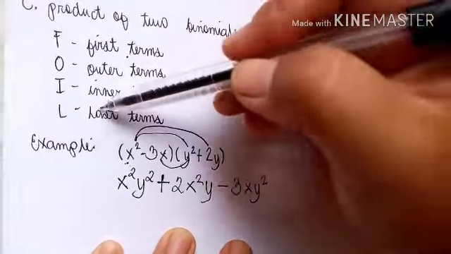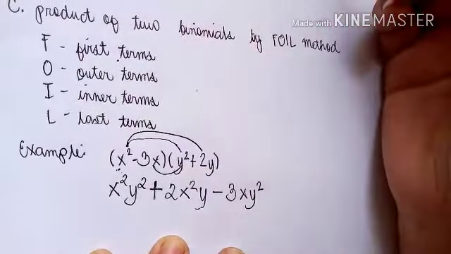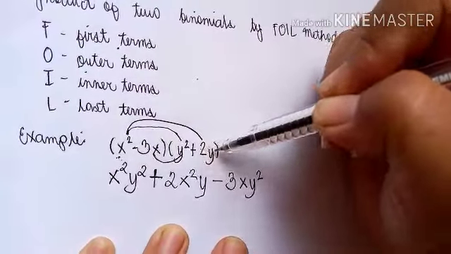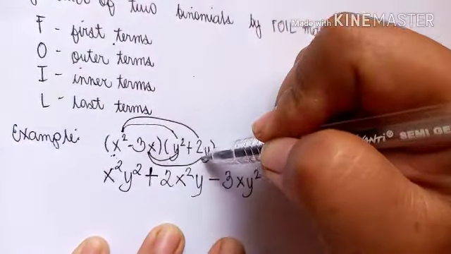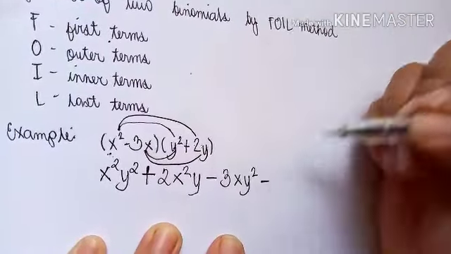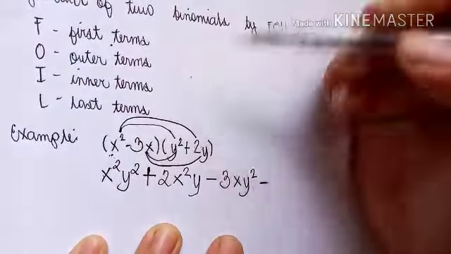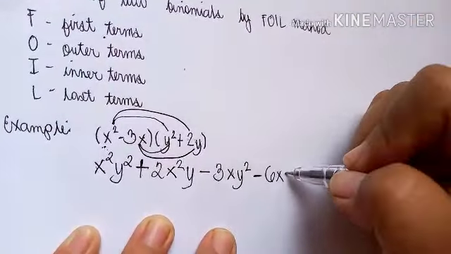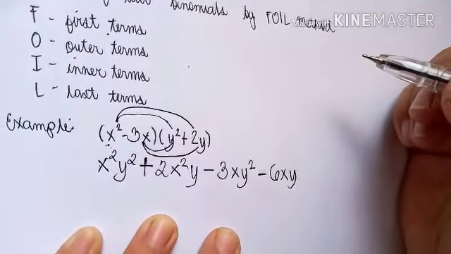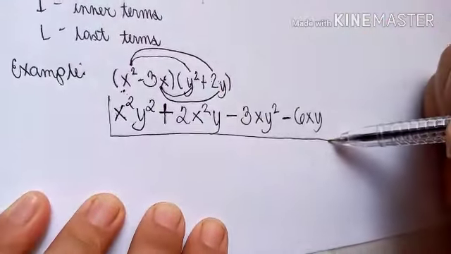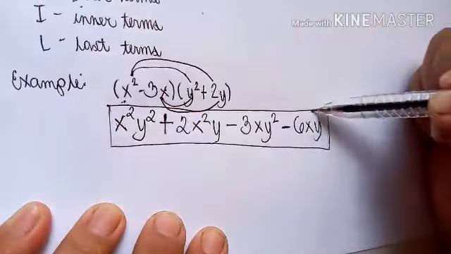And of course, your last terms. So the last terms are pertaining to your negative 3x and 2y. So negative 3x times positive 2y, that is negative, 3 times 2 is 6x and y. There. So we now have your answer, which is this one.